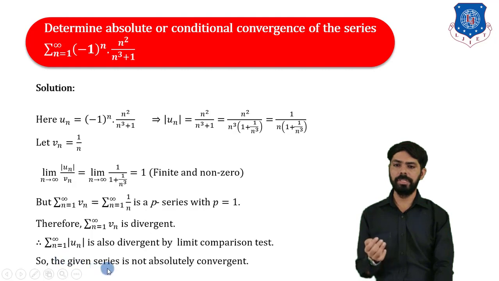So the given series is not absolutely convergent, because as we have discussed earlier, if sigma modulus un is divergent, then that series is not absolutely convergent.